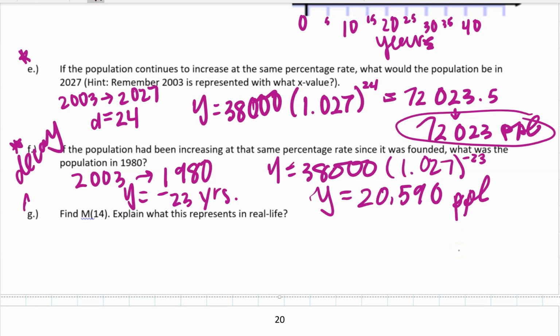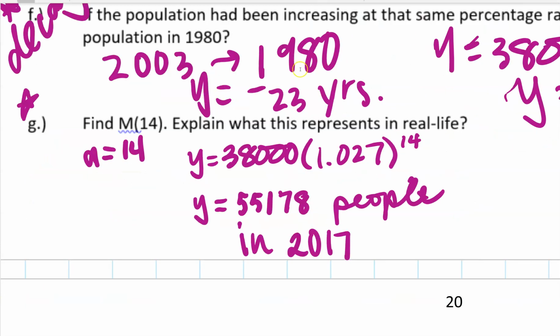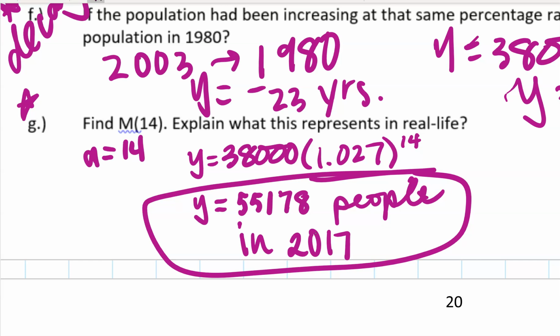The last thing I want you to do is part G. Find M of 14 and then explain what this means in real life. M of 14 means that the year is year 14, so you plug that in and get 55,178 people. If you find what year 14 is, that's actually 2017. So your brief explanation just needs to tell me what year that population was. All right, let me know if you have questions.